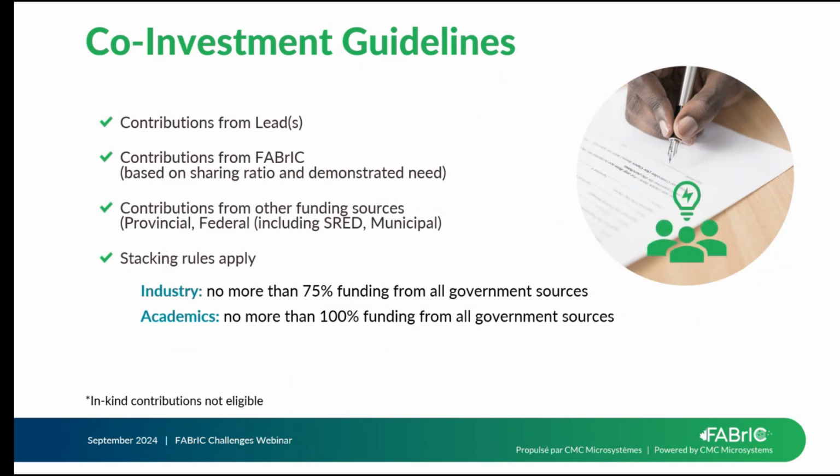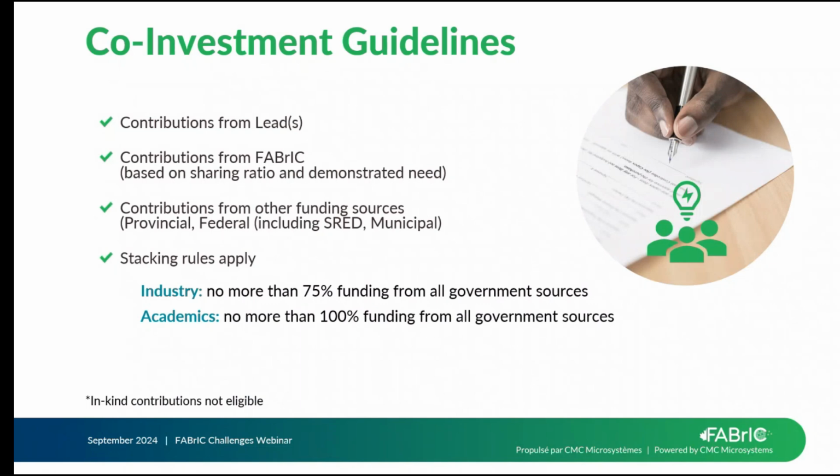So where is the remaining 60 or 63% of funding coming from? We're looking for the leads to have co-investments. And again, part of these would be coming from the contributions from the leads themselves. That would include contributions from their operating activities. You'll also have the contributions from Fabric, which would be based on the sharing ratio and, of course, your demonstrated need as well. And we're also looking for contributions from other funding sources.